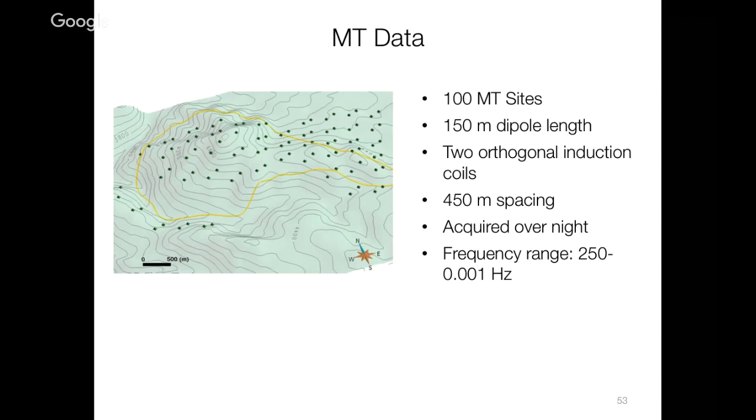So now we come to the MT data. So we got 100 MT sites. Yeah, basically 450 meter spacing. Here's the important part: 250 hertz to 1/1000th of a hertz. So now you should have some deep penetration because that's a fairly long skin depth.